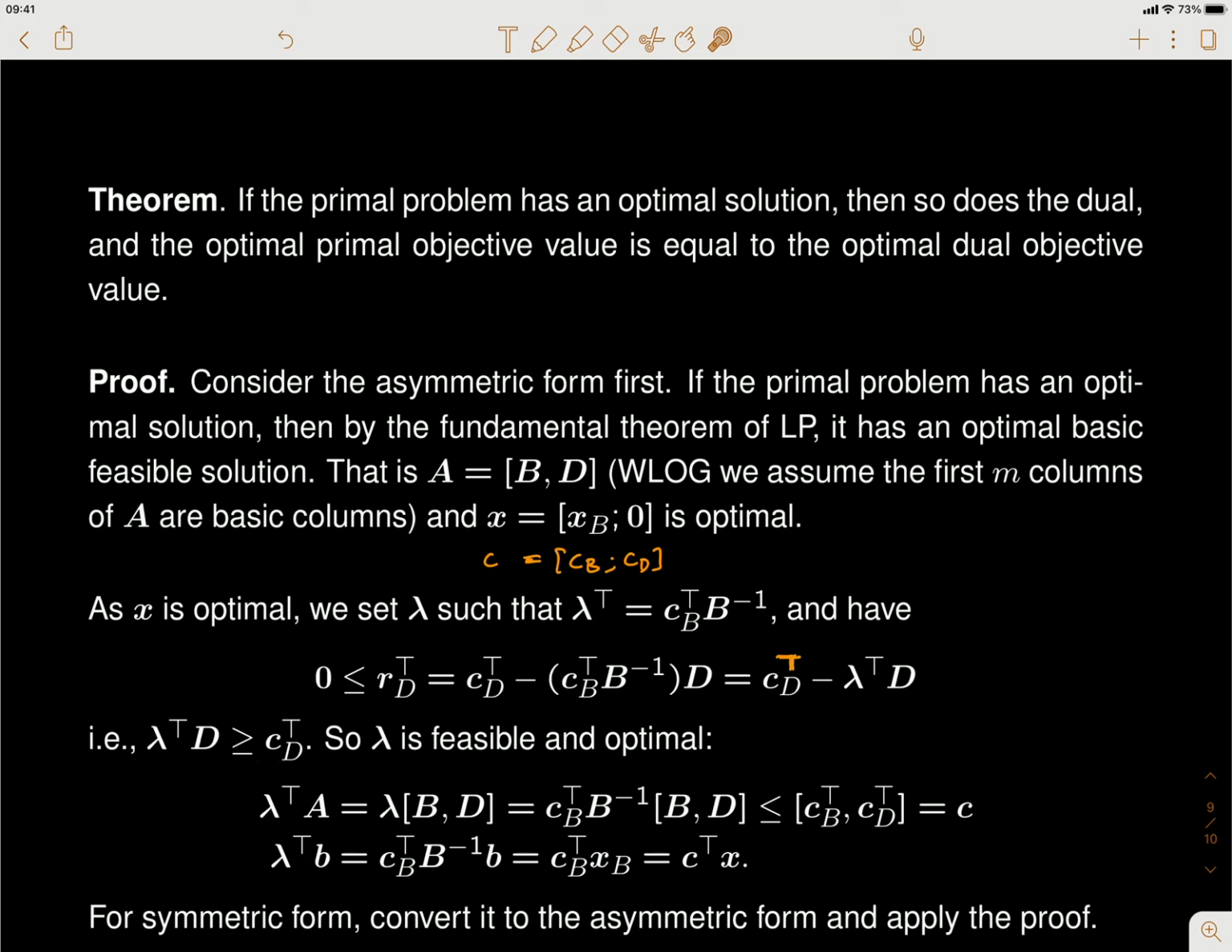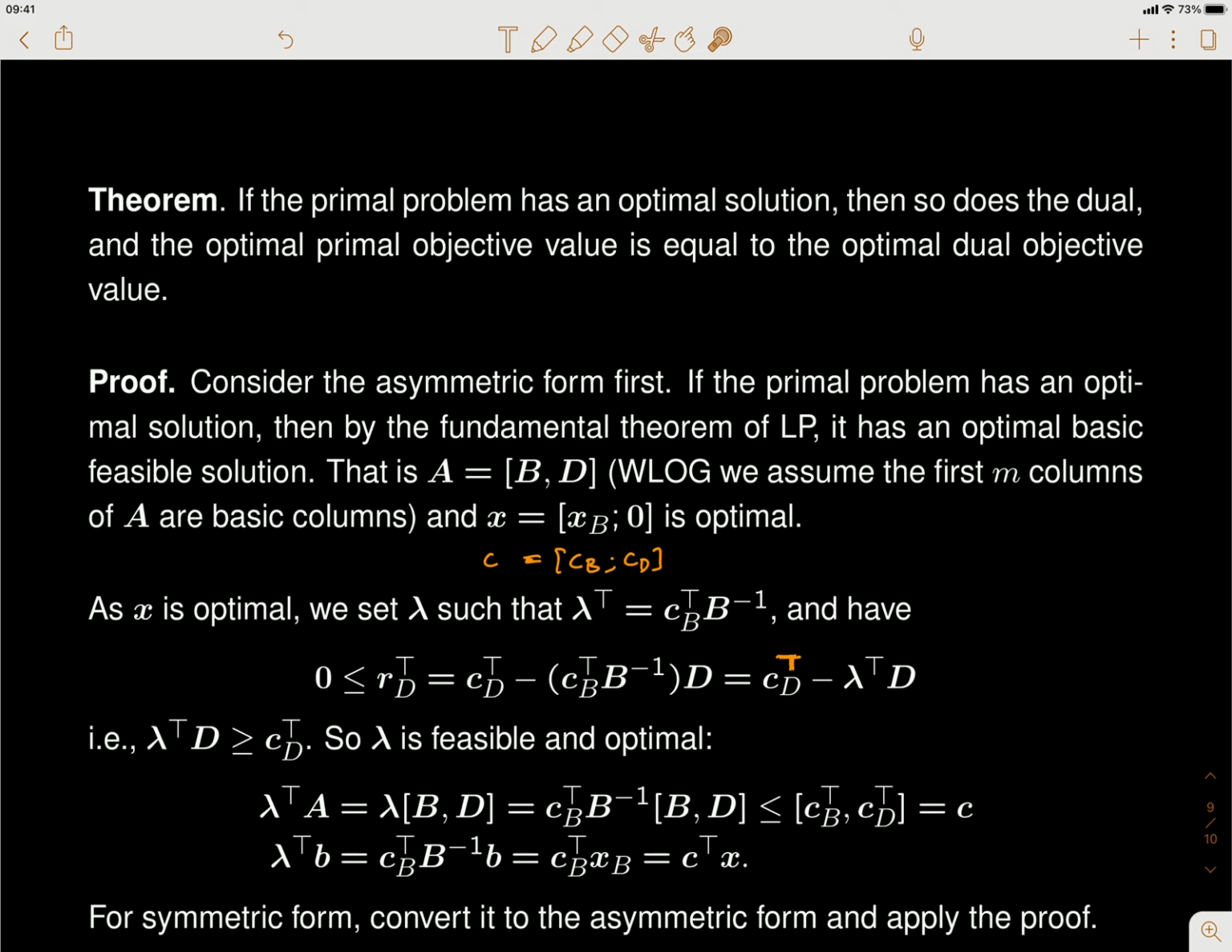So with this, we can now show two things. One thing is that lambda is feasible. The second is that it must be optimal. To show that it's feasible, since we consider the asymmetric form, we just need to show that A transpose lambda is less than or equal to C, and then lambda will be feasible. And to show it is optimal, we can show that it's maximizing lambda transpose b. Because of the theorem we showed before, as long as we can show that lambda transpose b is equal to C transpose x for some feasible x, then this lambda will be optimal.